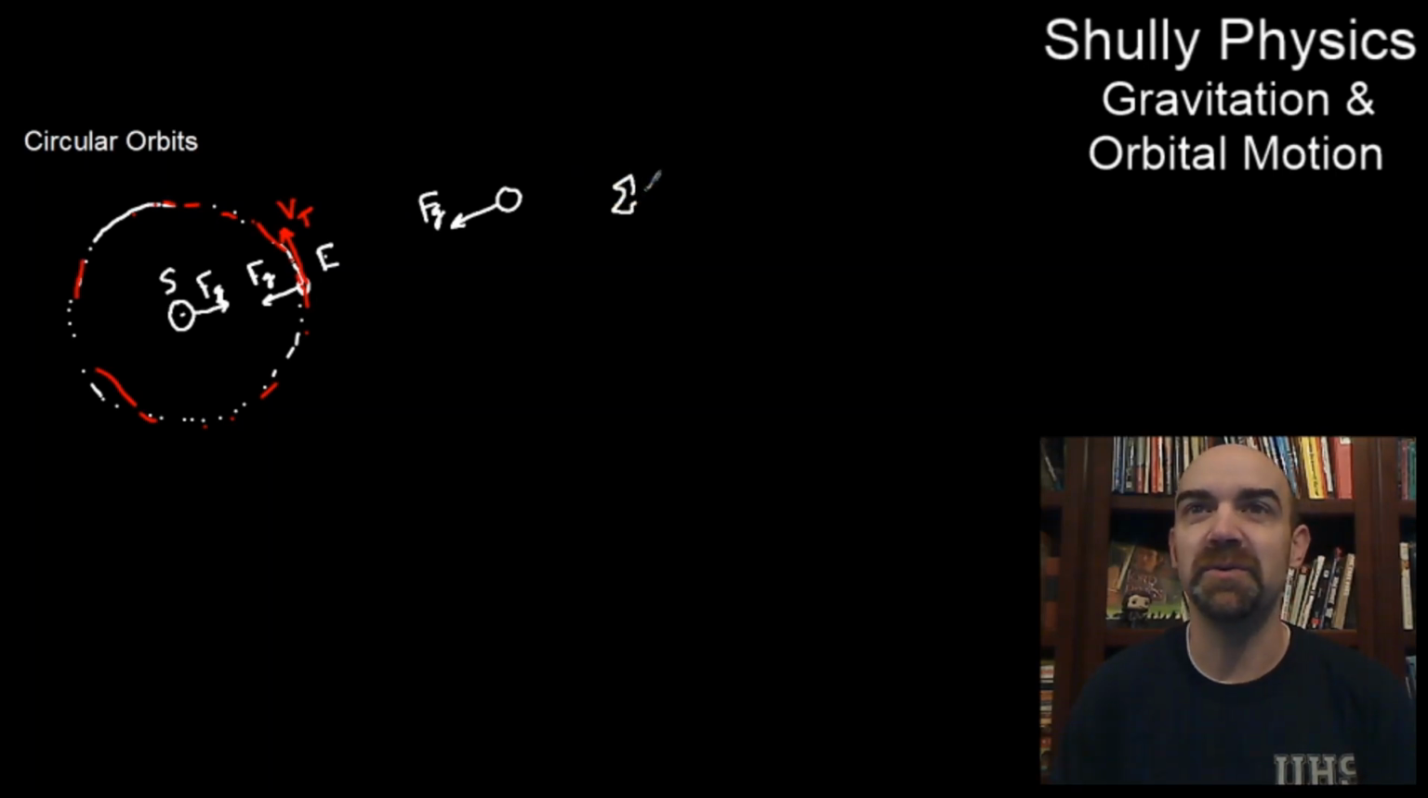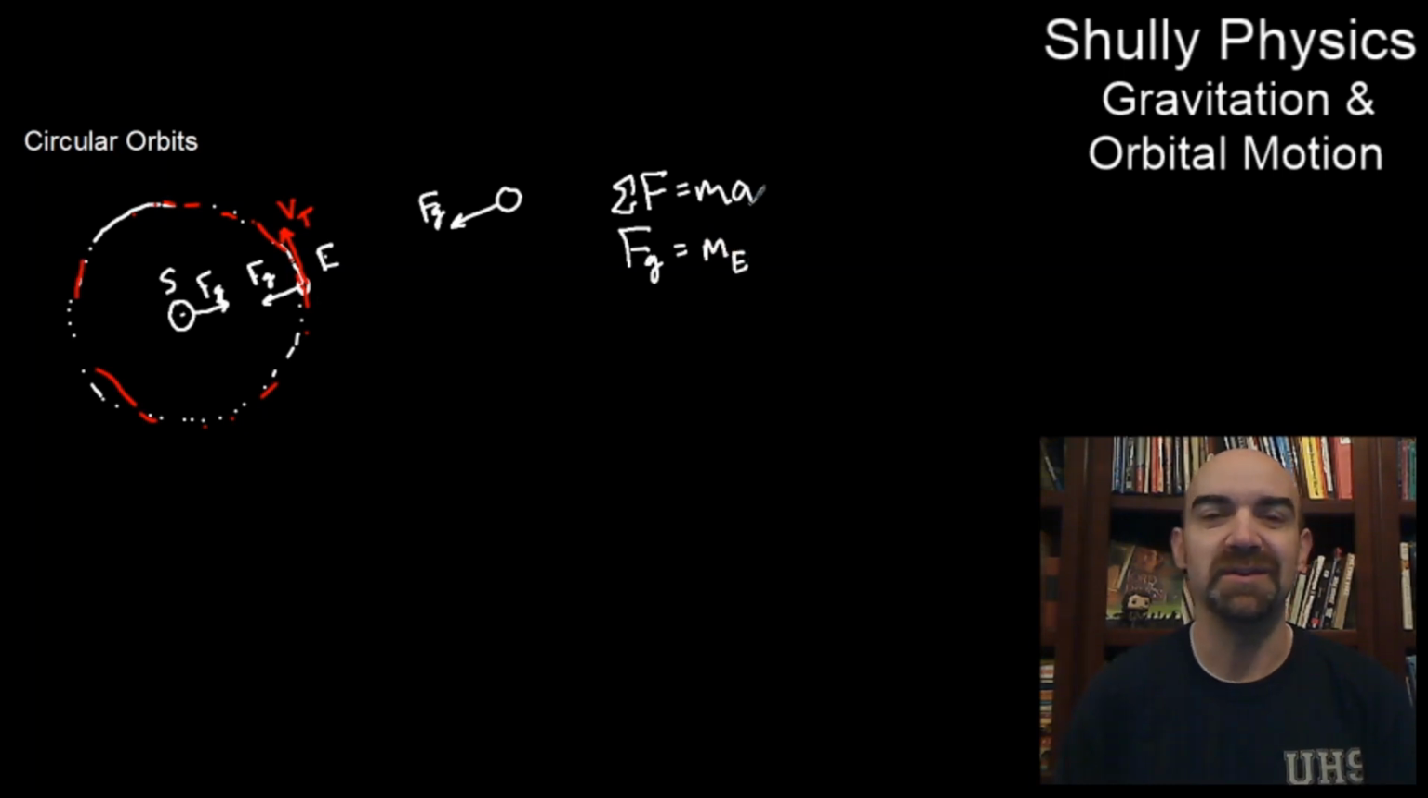So if we were to apply Newton's second law to Earth, the only net force acting here is a force due to gravity. And this would be Earth's mass times the acceleration. Now this acceleration is not making the object move faster, but it's making it change its direction. So the velocity change caused by an acceleration is a centripetal acceleration. So this is going to be a centripetal acceleration for a circular orbit.